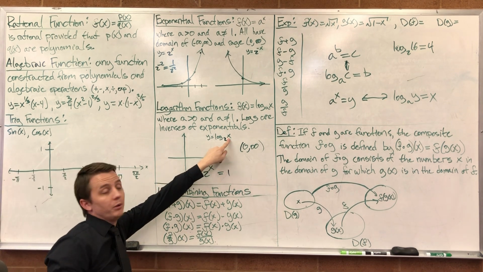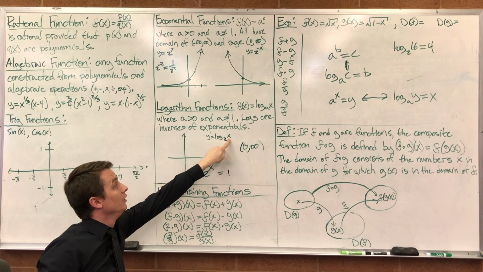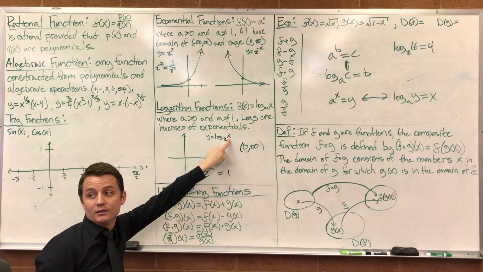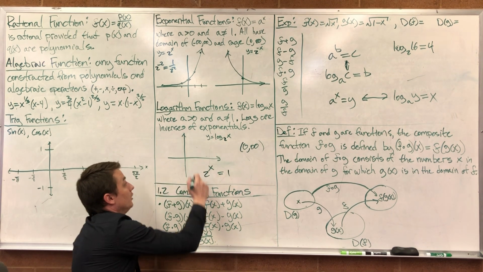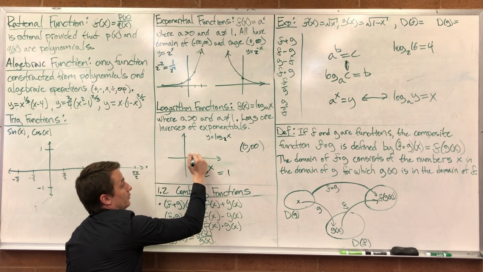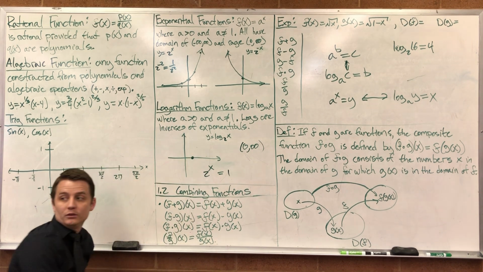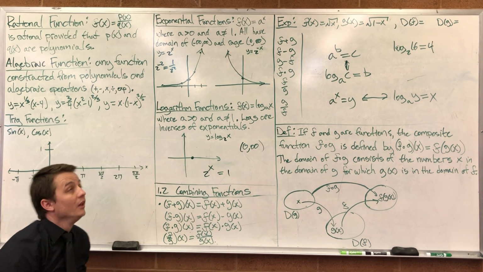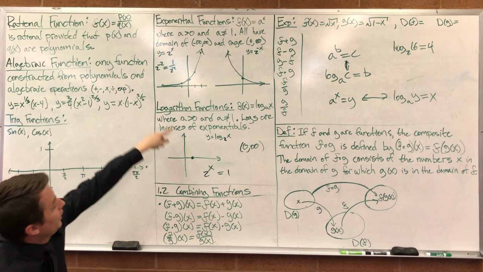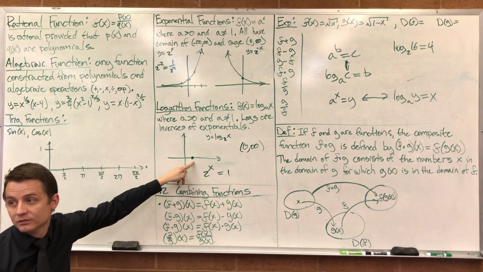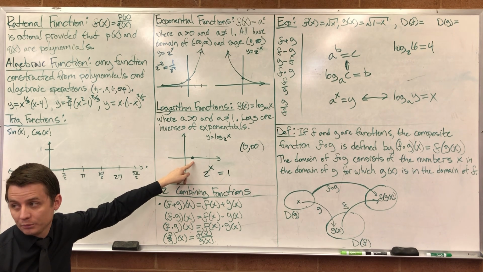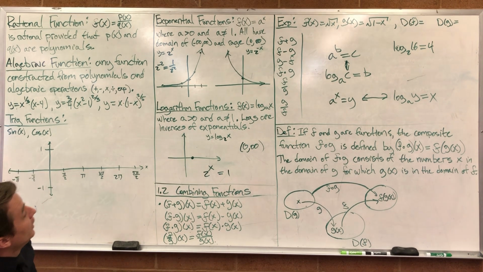So, when we plug 1 into our function, what did we get? 0. So when we plug in 1, we get 0. So it goes through the point (1, 0). Notice up there, it went through the point (0, 1). Here it goes through the point (1, 0). With me?